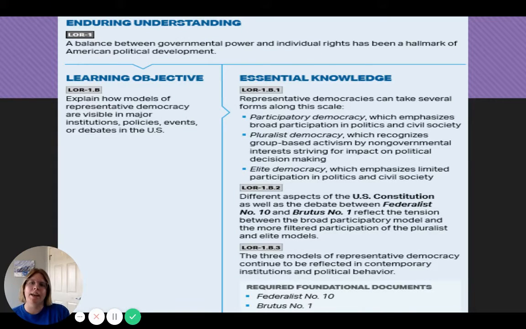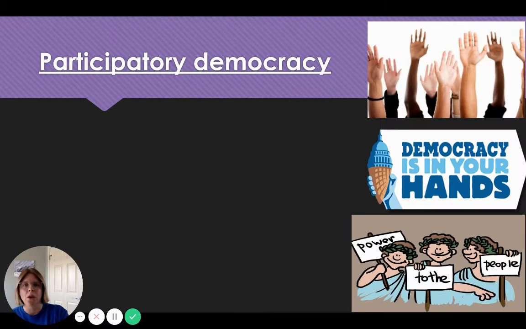So our learning objective today is to explain how models of representative democracy are visible in major institutions, policies, events, or debates in the US, basically. There's three basic types of representative democracy. I'm going to define all three. And you should know that we don't fit just one of these types. In our Constitution, the government that we've set up, we see embodiments of all three of these types throughout the Constitution or throughout our society, basically.